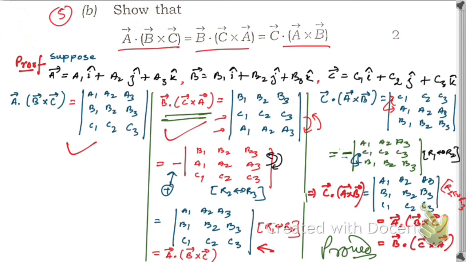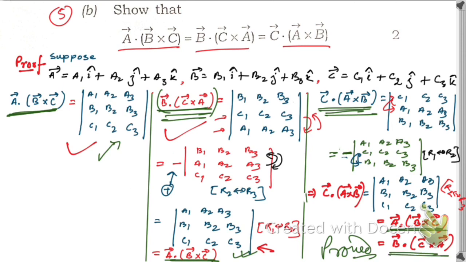Now you see we have got A dot B cross C is equal to this, which is equal to again B dot C cross A. If you see this result, we have got again B dot C cross A is equal to A dot B cross C. Similarly, from C dot A cross B, again we have got A dot B cross C, which is equal to B dot C cross A again here. So from here it is proved that all these three are equal. Now let's move on to the next question.